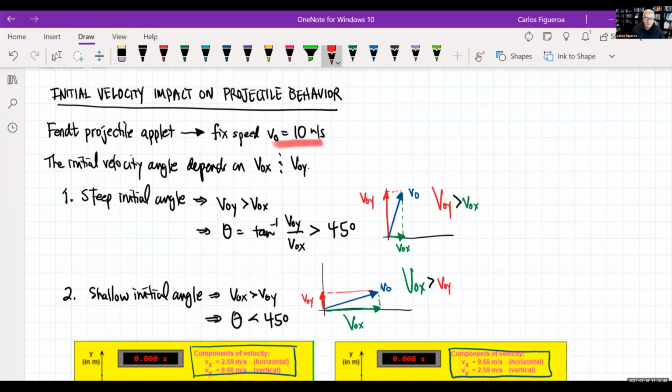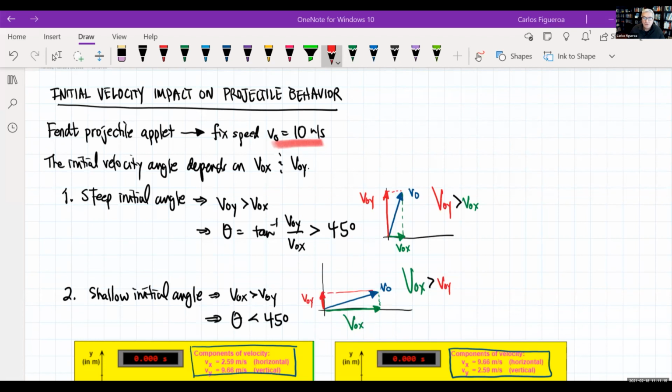So now that I have that fixed, I know that every shot is always 10 meters a second, no matter what. So I'm not throwing it harder. I'm not throwing it slower. The initial speed is always the same. So clearly the initial velocity has to depend on what? It has to depend on its y component and its x component. So that's what we want to go focus on.